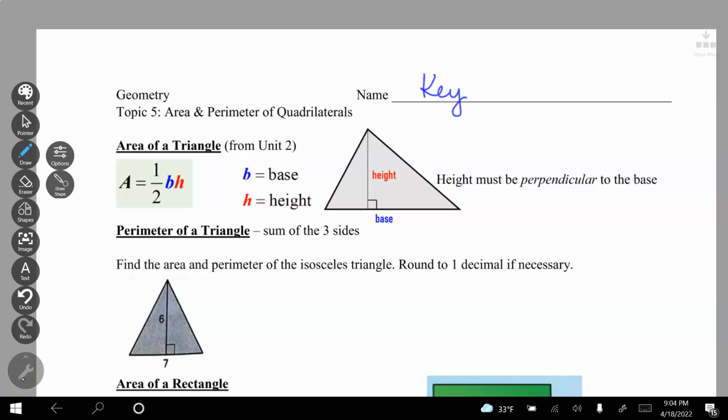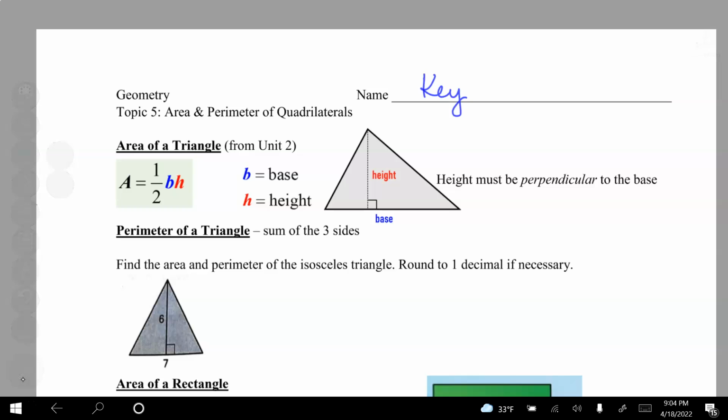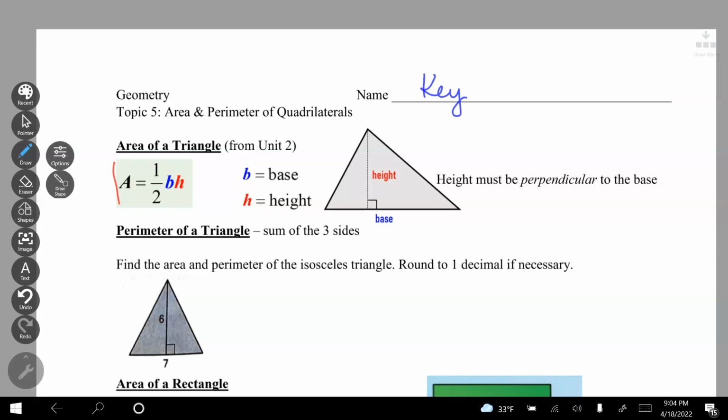Welcome to topic 5. We're going to do area and perimeters of quadrilaterals. Let's go back to unit 2 when we first did triangles, and we know the area of a triangle is 1/2 base times height. We've done this extensively many times. The height must be perpendicular to the base. That's the key. And if we want to do perimeter, we just have to add up the 3 sides. So this one is pretty easy.